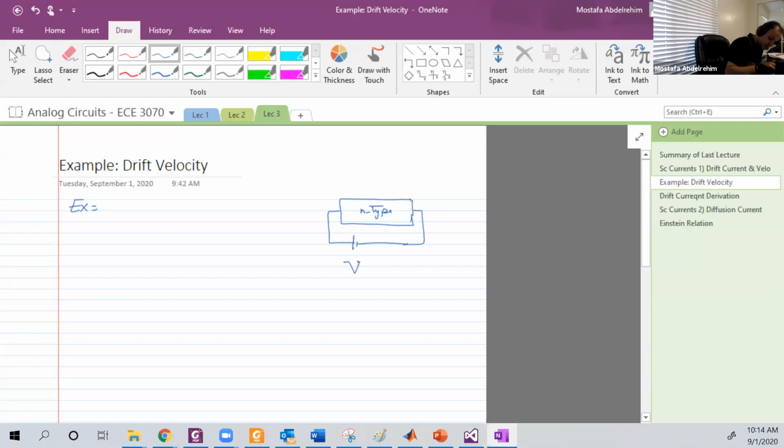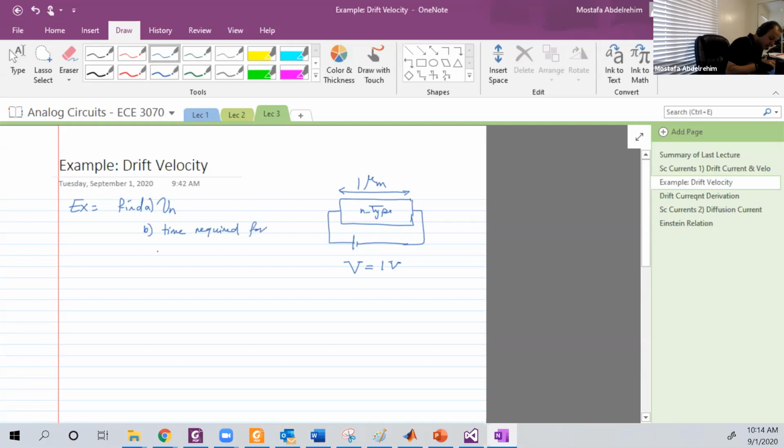And assume that this voltage is 1 volt. Okay. And the length of this sample is 1 micrometer. Yes, find Vn. Okay. This is number A.